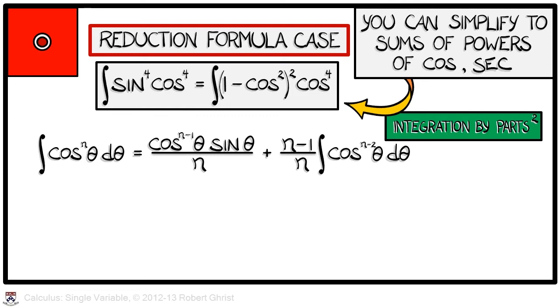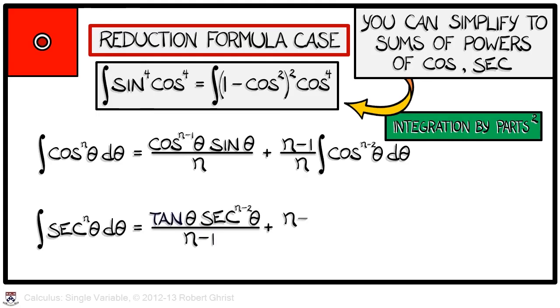This simplifies or reduces the level of complexity of the integral involved. Likewise, for powers of secant, one can express the integral of secant to the n as tangent secant to the n minus 2 over n minus 1 plus n minus 2 over n minus 1 times the integral of secant to the n minus 2. Now, you do not have to memorize these formulae. They're the type of thing that one looks up when you're stuck on a difficult integral.